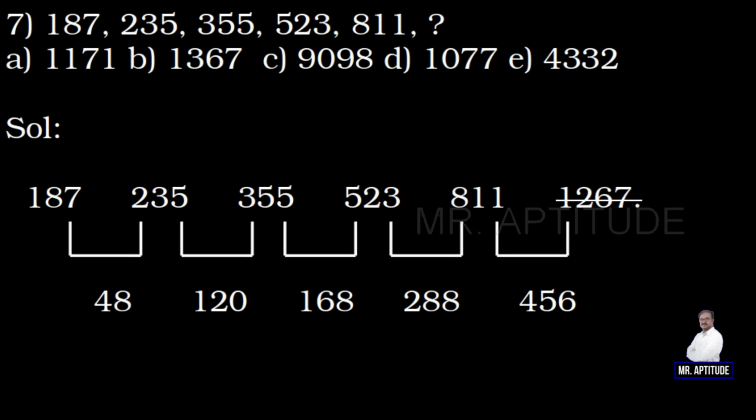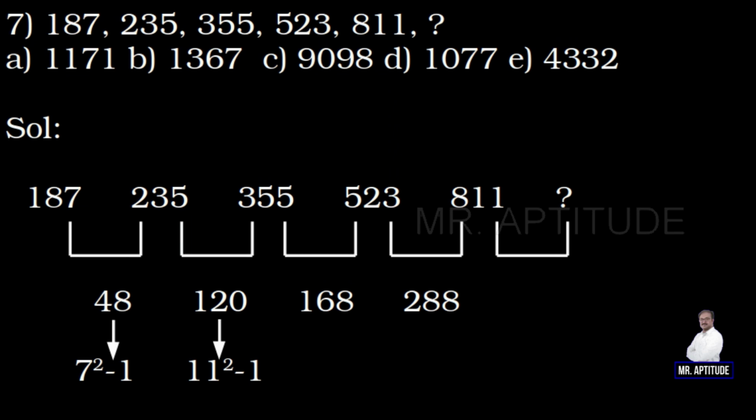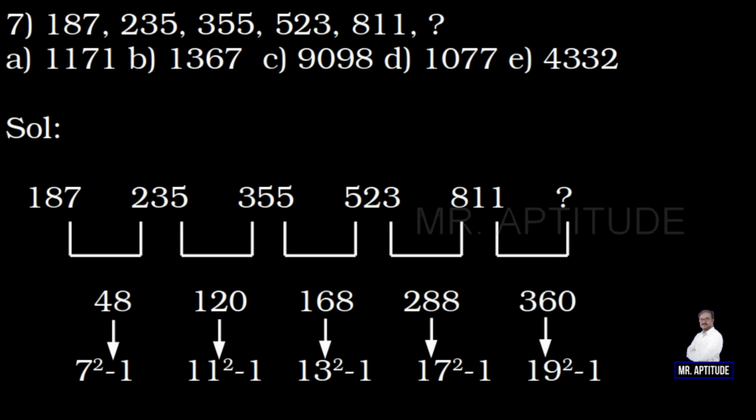Now, let us try to relate the given numbers this way. 48. If you observe this number, it can be written as 7 square minus 1. 120 can be written as 11 square minus 1. 168 is 13 square minus 1. 288 can be written as 17 square minus 1. So 7, 11, 13 and 17 are consecutive prime numbers. So 360 should be added here, as it's 19 square minus 1, and your answer will be 1171, and it's option A.